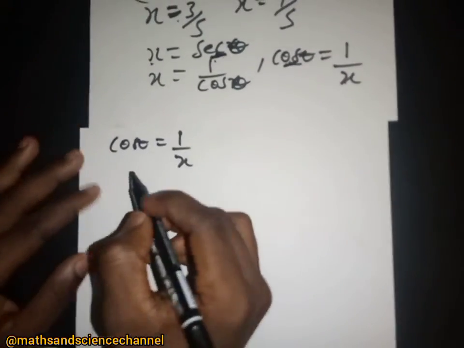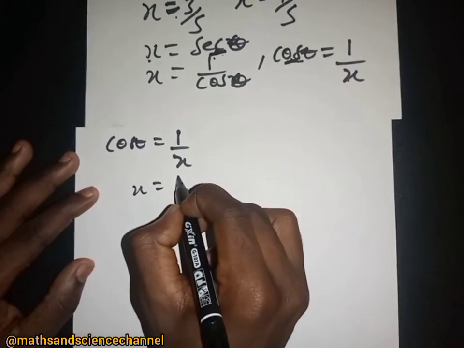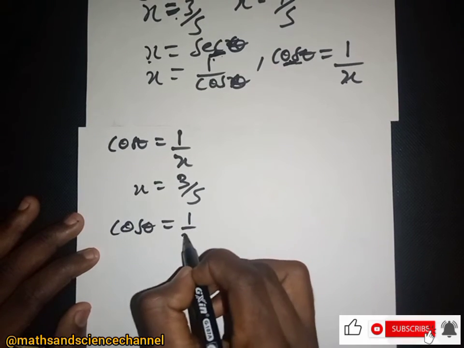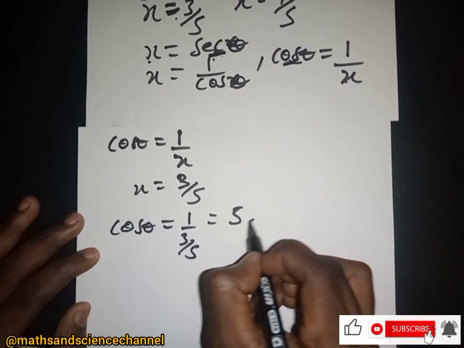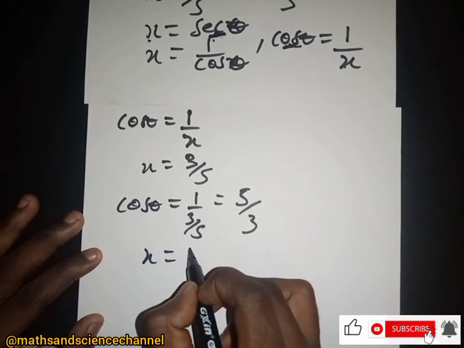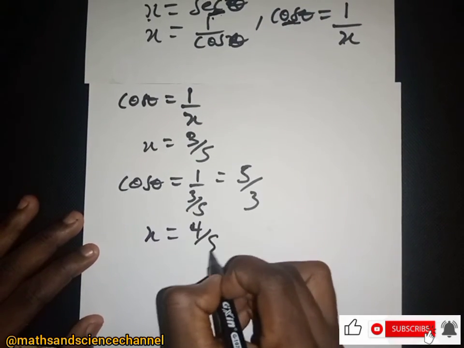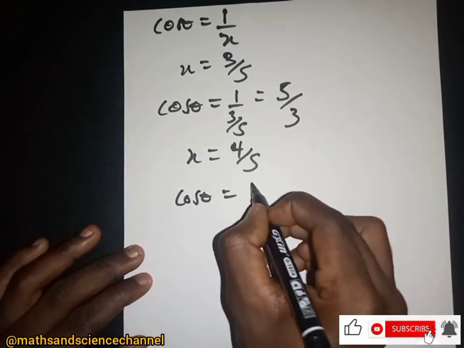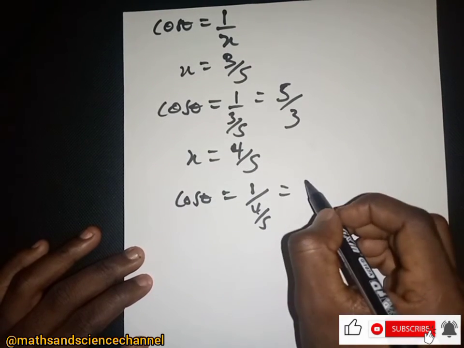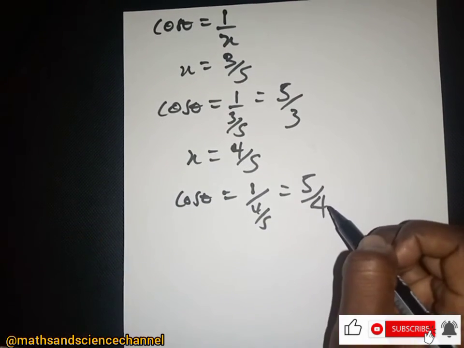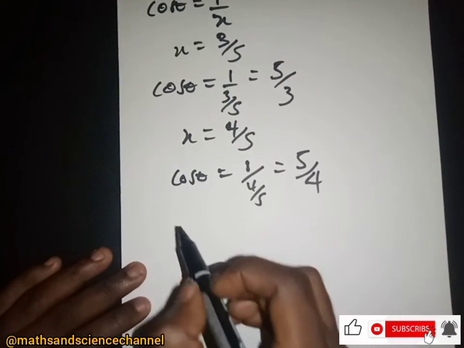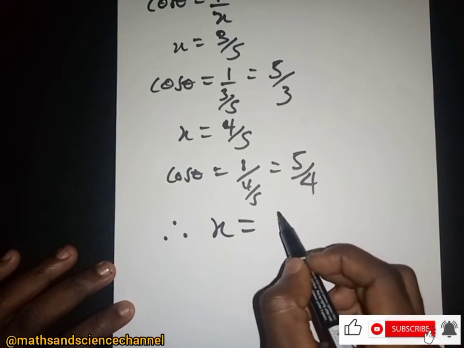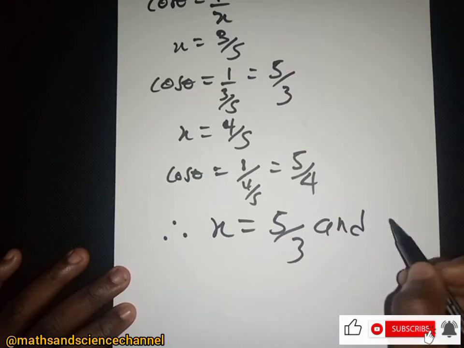Now for x being equal to 3 over 5, cos theta will be 1 over 3 over 5, which is just equal to 5 over 3. And for x being equal to 4 over 5, cos theta will be 1 over 4 over 5, which is just equal to 5 over 4. So therefore, our sec values will be 5 over 3 and also 5 over 4.